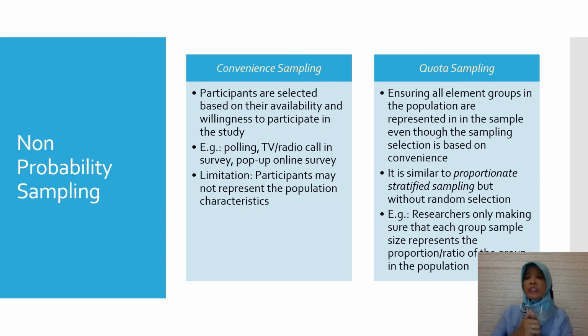Sometimes in some studies we also want to balance the gender, so we want to have 50-50 gender in our sample. So that's what we're going to do. We set a quota, and then we stop data collection once the quota is fulfilled. Researchers are only making sure that each group's sample size represents the proportion or ratio of the group in the population.